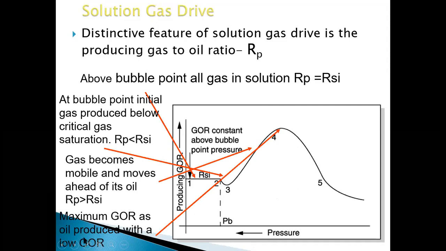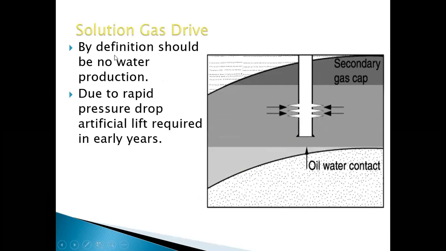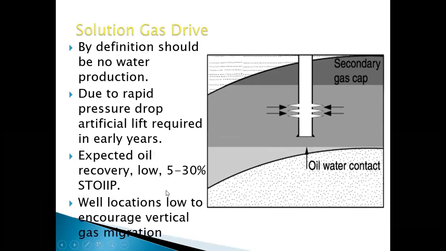Maximum GOR as oil produced with the lowest GOR. And by definition, there should be no water production, because the sole drive mechanism here is solution gas, which comes out of the oil and sometimes forms a secondary gas cap, meaning gas makes a separate phase at the top. Expected oil recovery is quite low, around 5 to 30%. So if you have 100 barrels, maximum you can produce 30 barrels of it. So 30% oil recovery is possible from this kind of well.